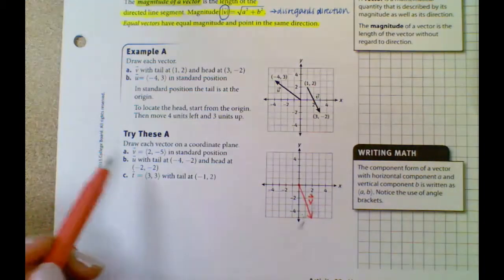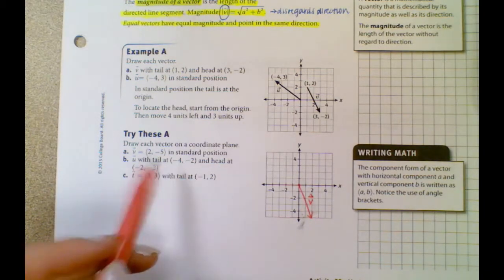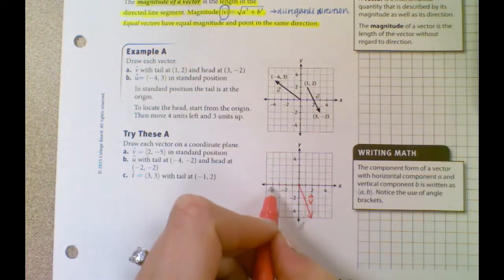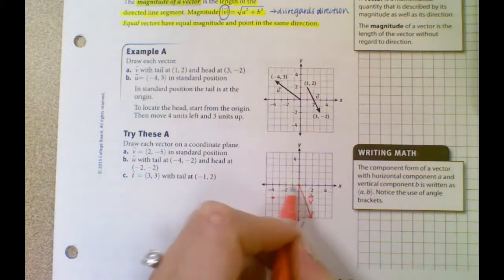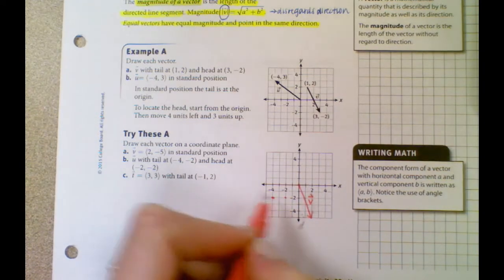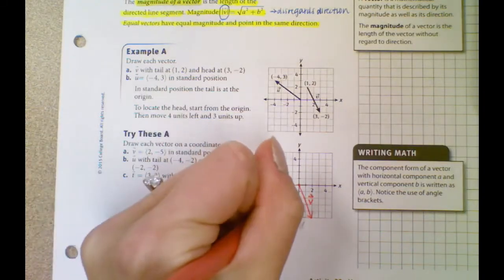All right, and then part B says vector U with a tail at negative 4, negative 2, and a head at negative 2, negative 2. So I start here and I end here. So that is vector U.